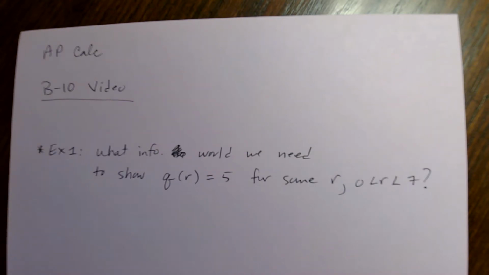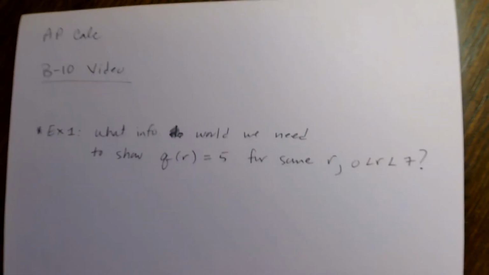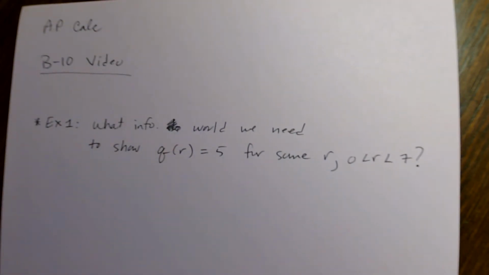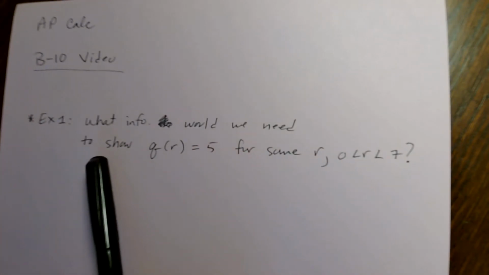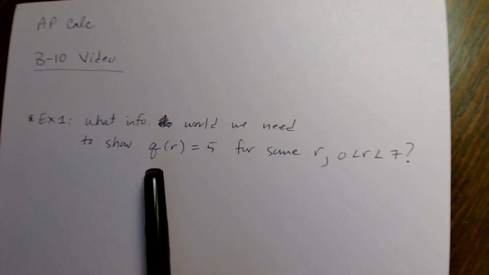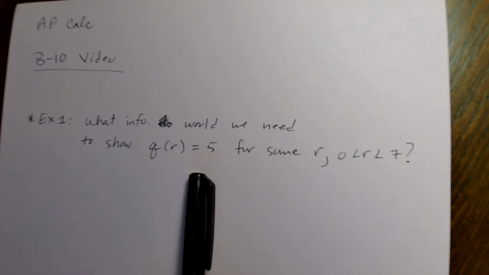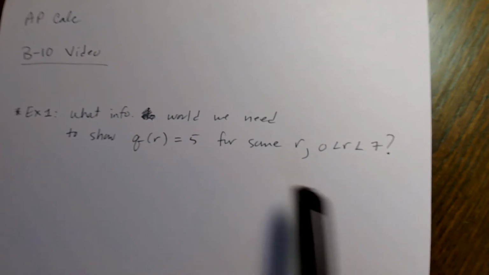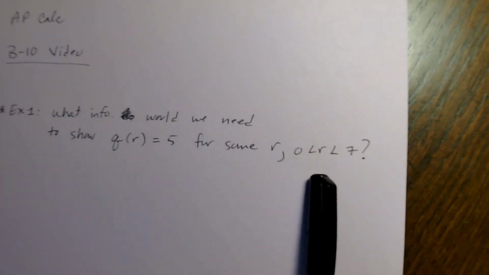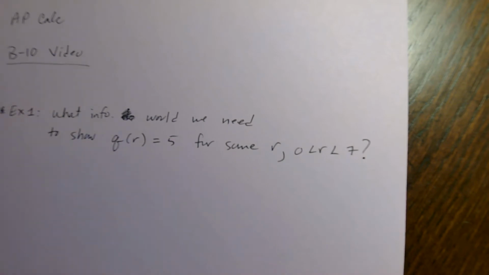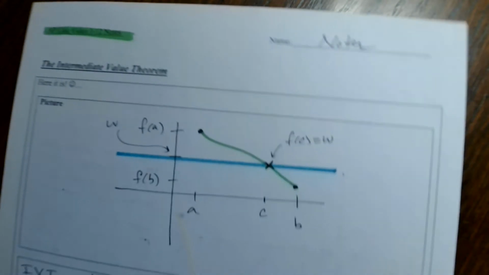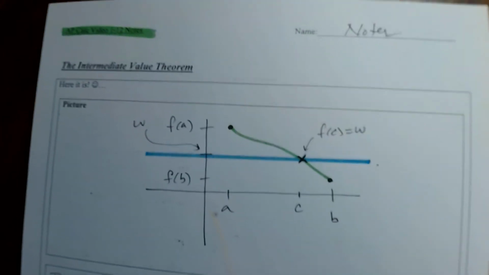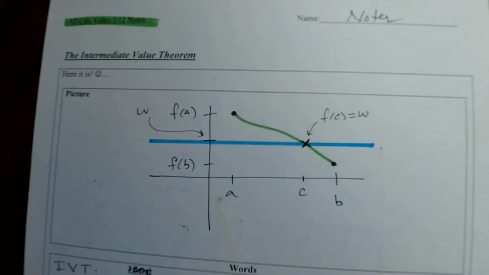Okay, hi guys. So here's the B-10 video. And so this is the example that we're about to do. So what information would we need to show that Q of R equals 5 for some R, 0 less than R less than 7? All right, so before we do that, this is from last year, and I'm gonna paste this into your complete notes.